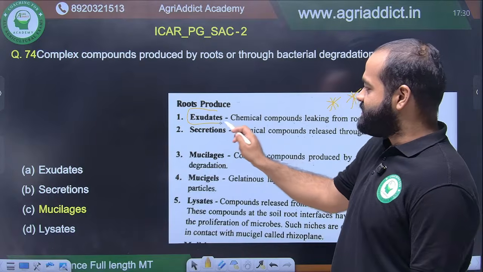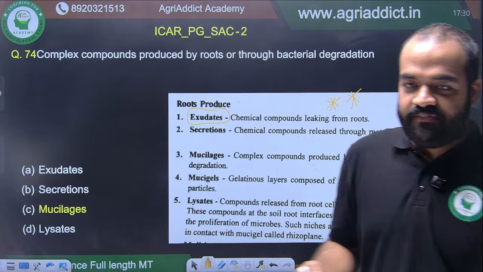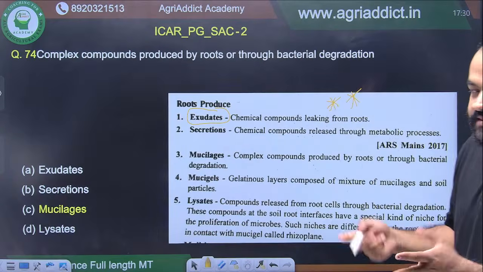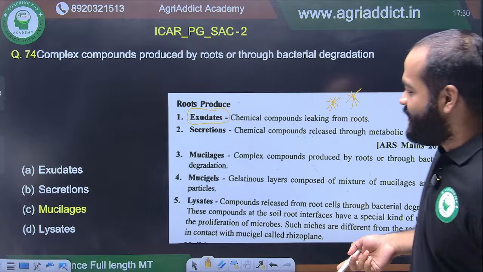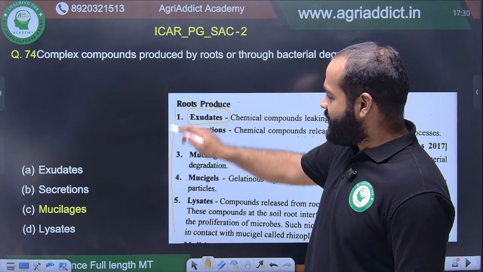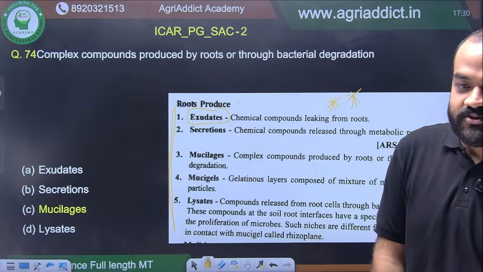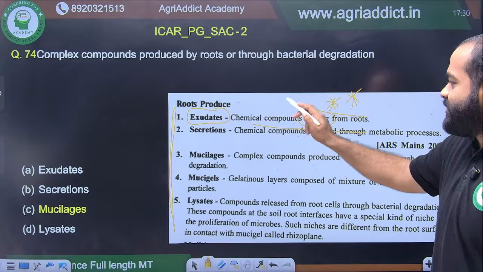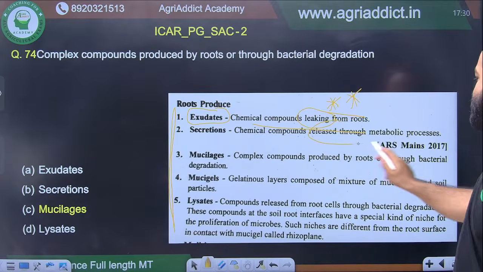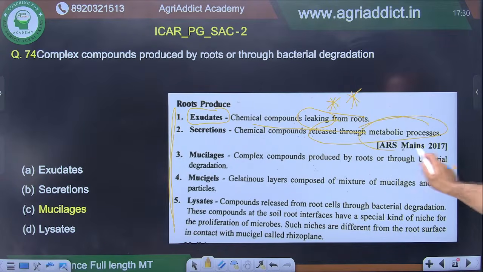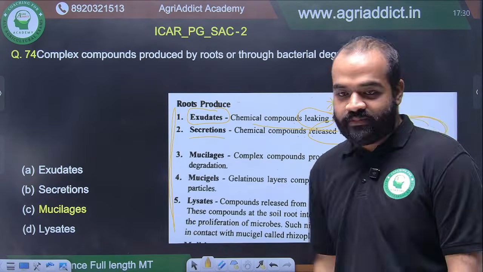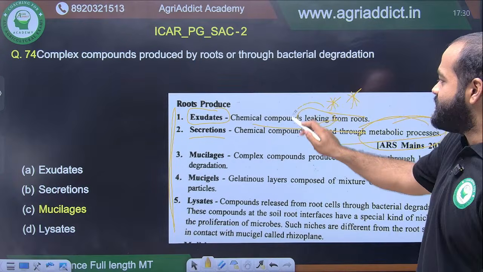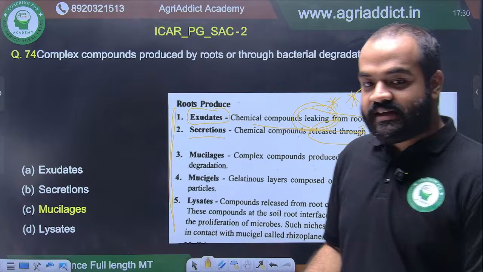These definitions are very confusing. You will feel like all are overlapped with एक दूसरे के साथ, but actual में it is not like overlapped, है, बहुत ही ज़्यादा overlapped है, but you have to remember it. There is no other way. You have to remember the keywords. Leaking अगर आया तो exudate, release through metabolic processes से release हुआ तभी secretion होगा. All right, ऐश्वर्या, you are telling it is exudate तभी होगा जब ये leaking होगा, नहीं तो exudate नहीं है.